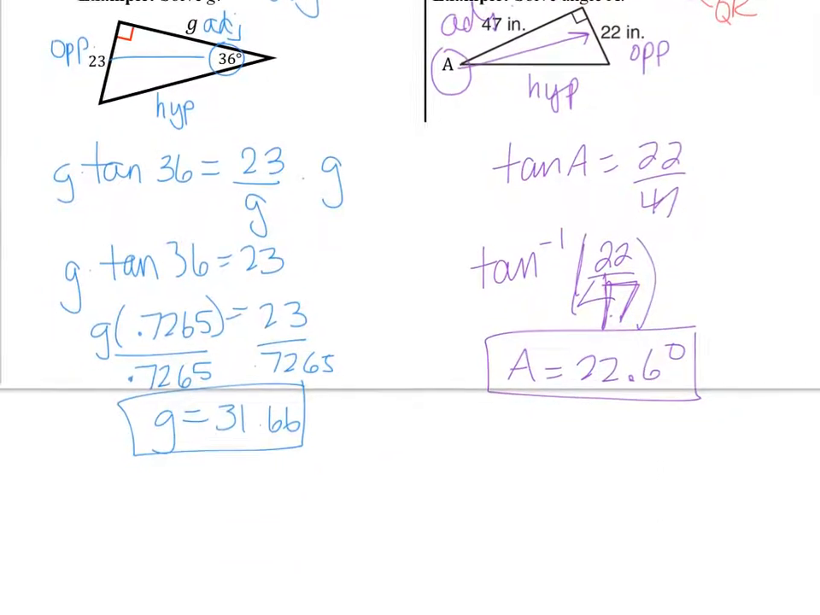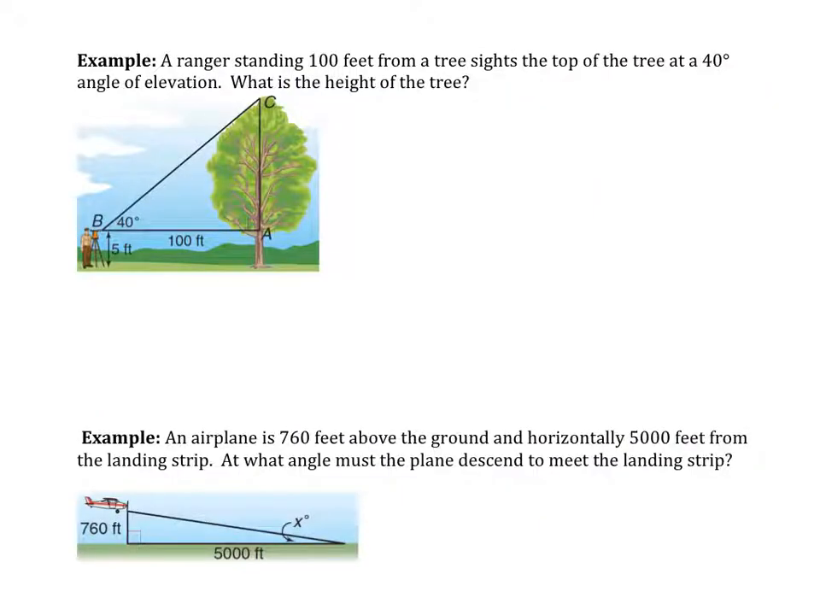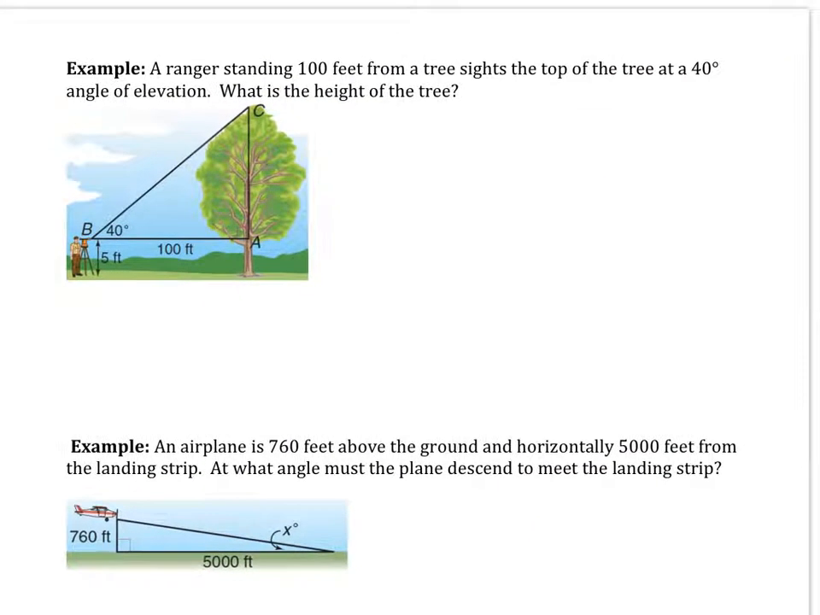Okay, last example here then today. Next page. Oh, I guess two more examples here. We're going to use the ratio in a real-life example. A ranger is standing 100 feet from a tree and sights the top of the tree at 40 degrees above, for the angle of elevation. What's the height of the tree?